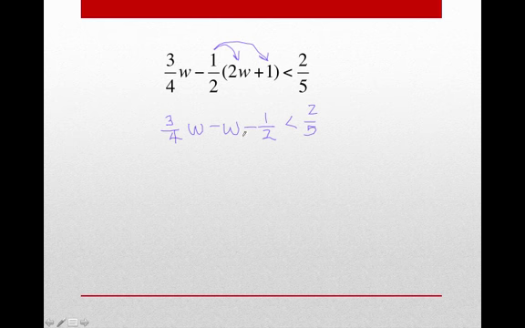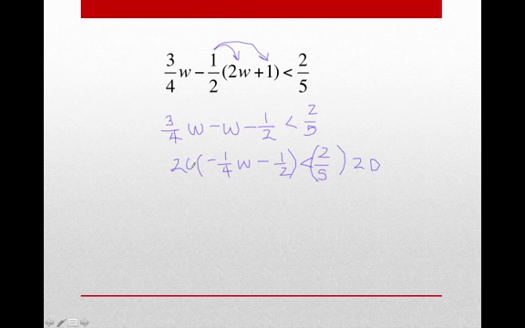I cannot do anything until I combine my like terms. I've got a 3/4 w and a negative w, so I have negative 1/4 w minus 1/2 is less than 2/5. All right, I don't like all of these fractions, so I am going to multiply by my least common denominator. I've got a 4, a 2, and a 5. My least common denominator will be 20. So I'm going to multiply everything through by 20.